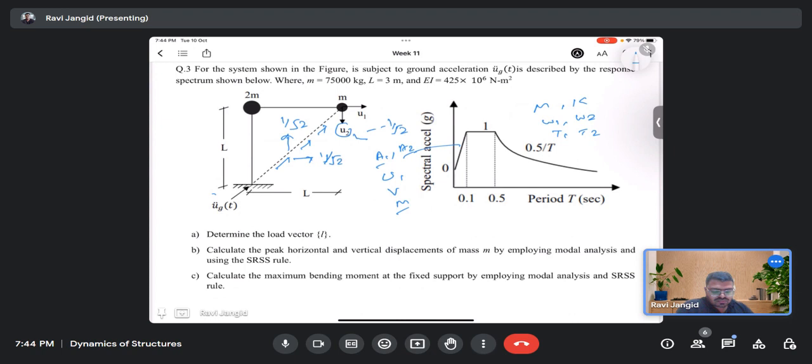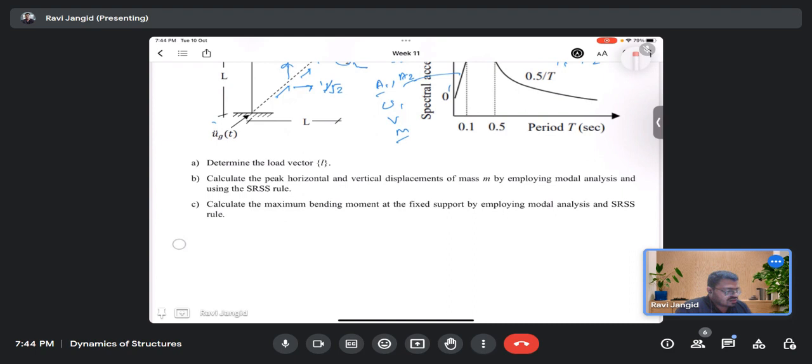Okay, so in part A, your load vector, or you can say the influence vector, L, is 1/√2, -1/√2.